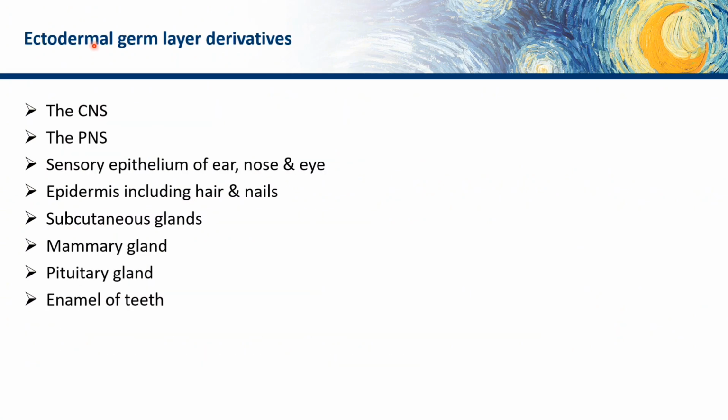Another very important slide, that is the ectodermal germ layer derivatives. So that is the central nervous system, the peripheral nervous system, the sensory epithelium of ear, nose and eye, epidermis including the hairs and nails, the subcutaneous glands, mammary gland, pituitary gland and enamel of teeth. So please remember, all these derivatives are also very important from your MCQ's point of view. So again another slide, each and every line of this slide is your MCQ. So please also memorize this slide as well.